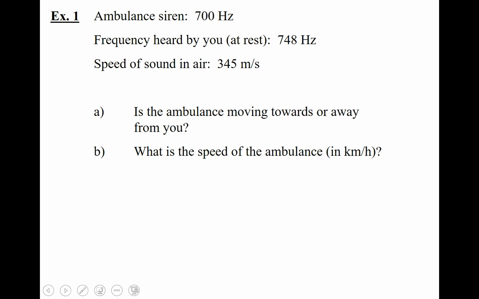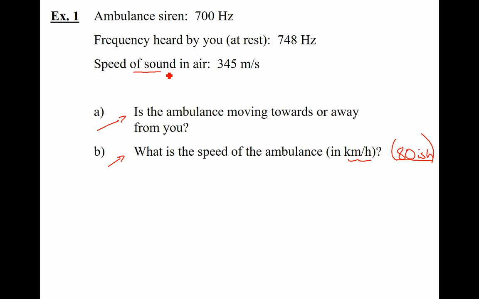For this example, I just want you to think about this for a second. We're not going to solve it in its entirety. You can if you want to, but we're just going to look at the big ideas. We've got an ambulance siren that is 700 hertz. The frequency that you hear, though, is 748 hertz. The speed of sound through air is 345 meters per second. We want to figure out first, is it moving towards us or away from us? And what is its actual speed? For some reason, it wants it in kilometers per hour. I think it's really close to 80 kilometers per hour, if I remember correctly, in case you're trying to solve this.